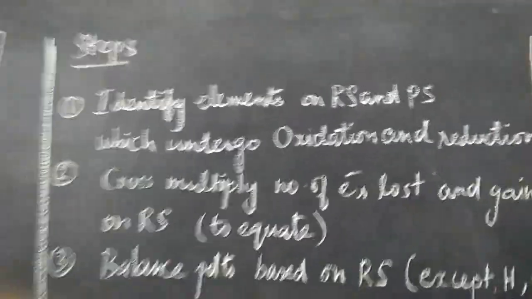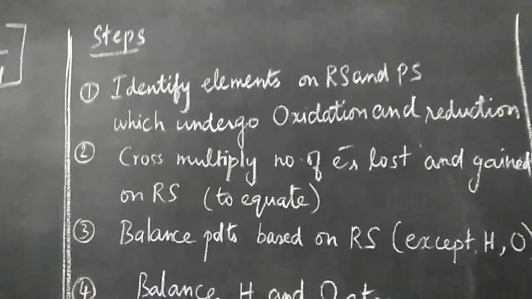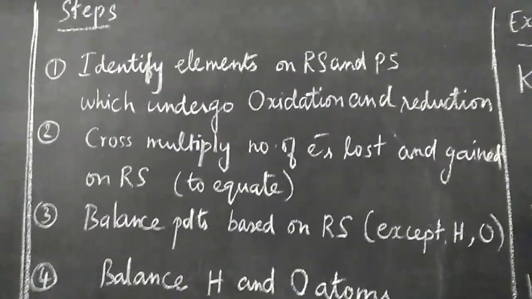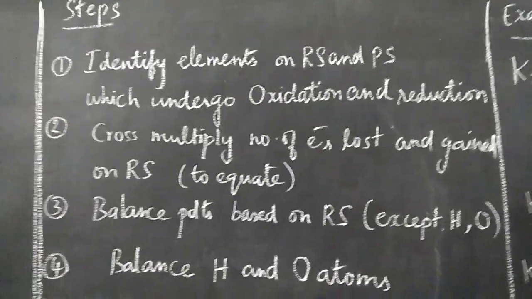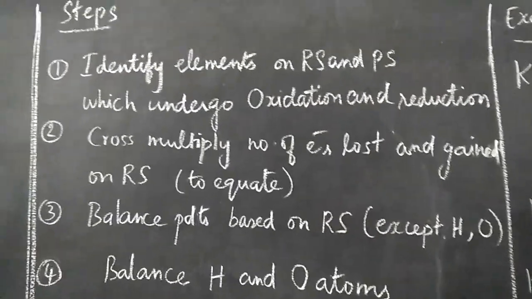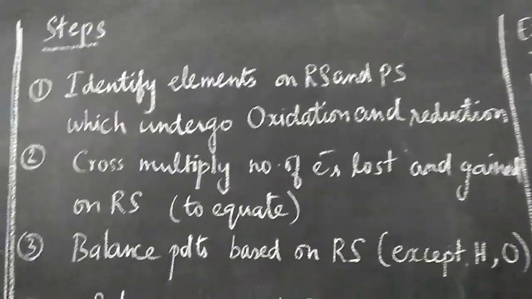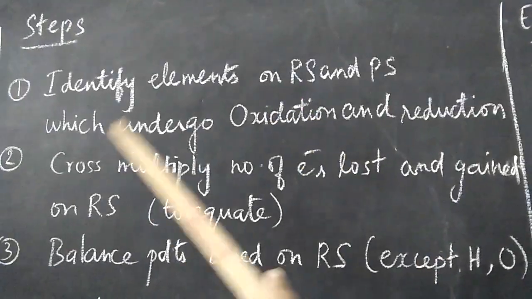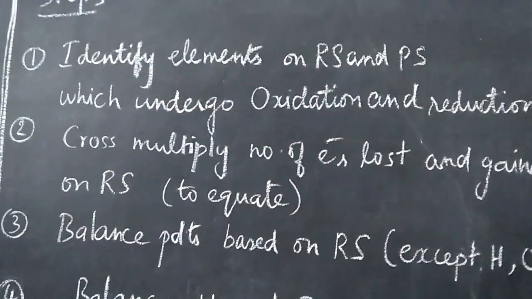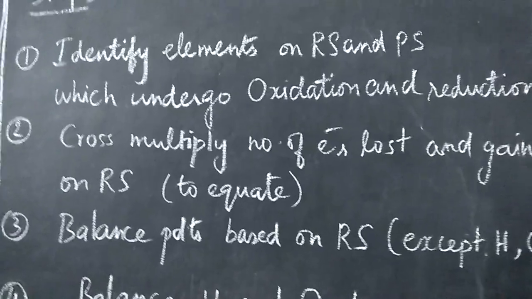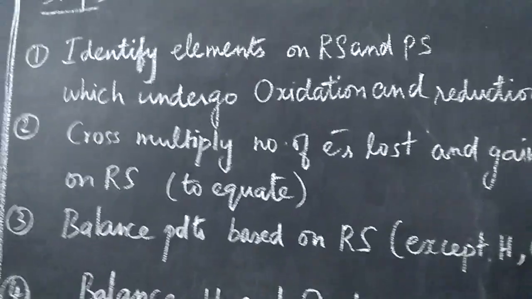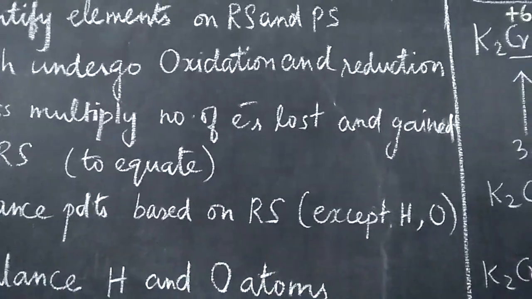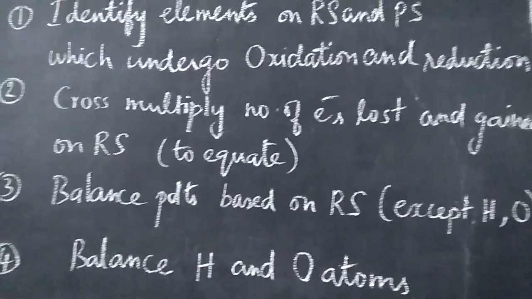What are the steps? It may be difficult to remember the steps which are carried out, but when you work out a problem, you will understand these steps. So just for formality's sake, I will tell you the steps. First, identify the elements on the reactant side and product side which undergo oxidation and reduction. While doing the problem, you will understand the step very well rather than just reading it as a step. And next is cross multiply the number of electrons lost and gained on the reactant side.